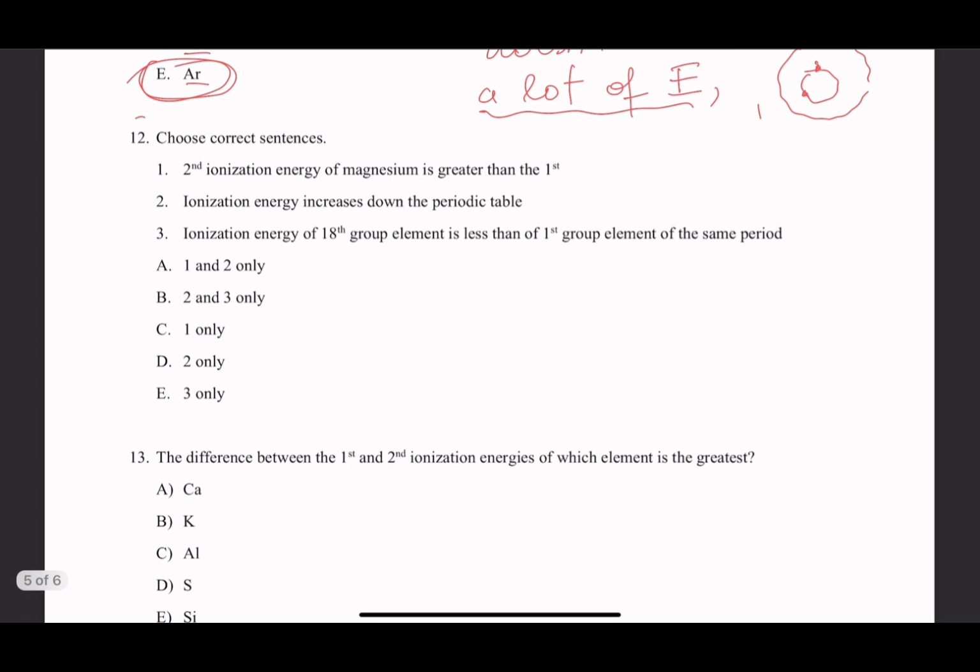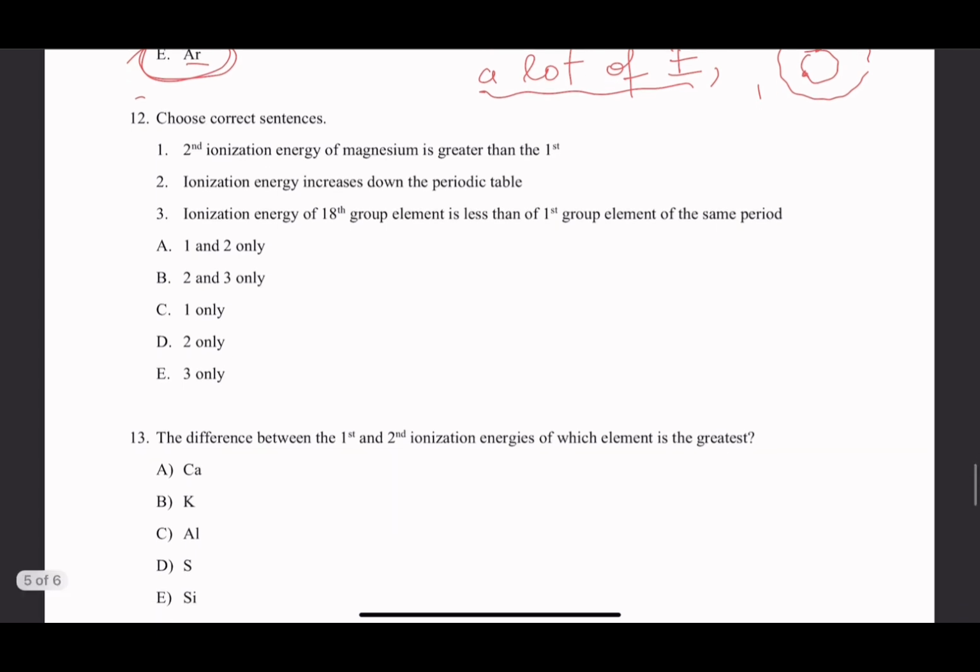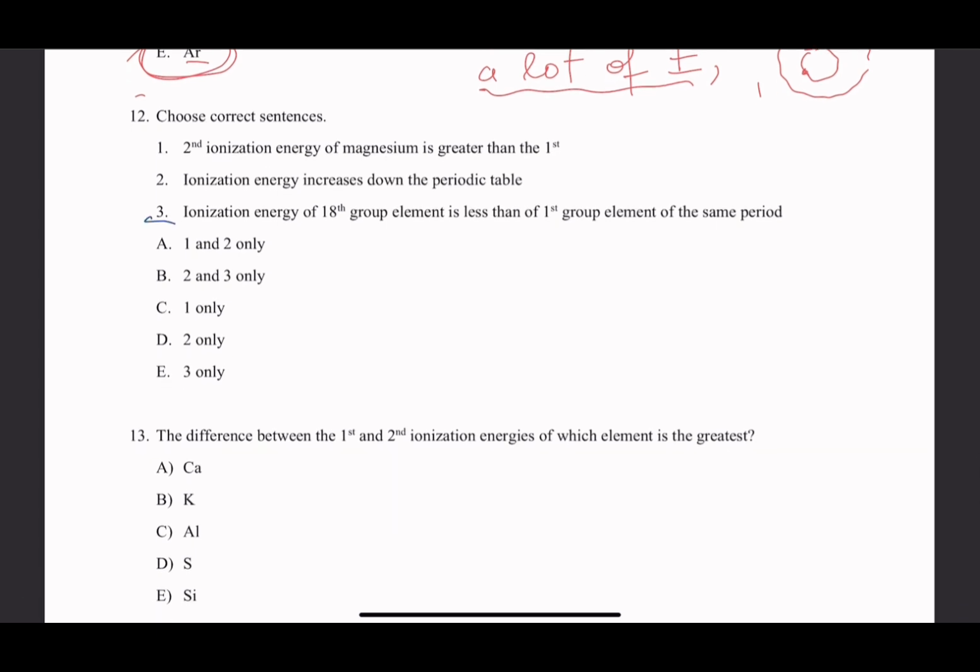Okay, so now we're on question 12. It's telling us to choose the correct sentences. Let's start with the third one because it's super easy. It's saying that ionization energy of 18 group element is less than the first group elements. It is not right because we said that as you go from left to right, this is first group, this is 18 group, ionization energy increases. So this is not right.